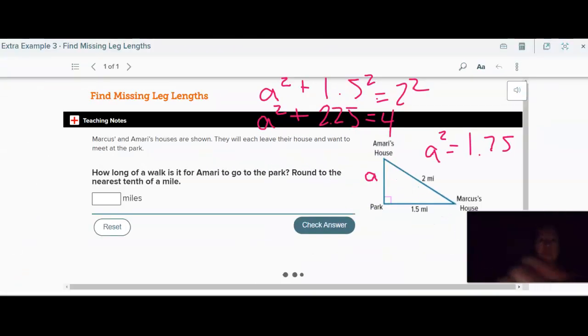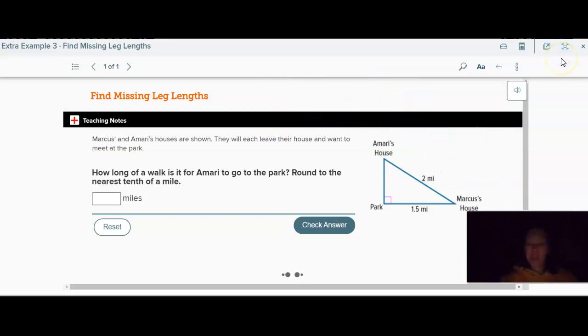If I square root both sides of this, then we get a equals, and we don't have to worry about the negative. So I'm just going to look at this, and it is 1.32. And so you'll just give it as about 1.32 miles there. Okay.